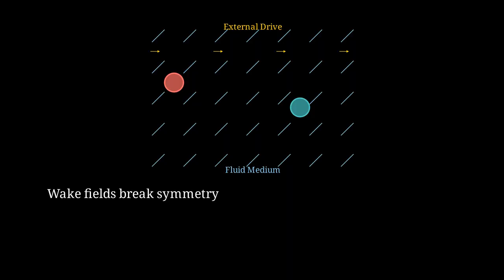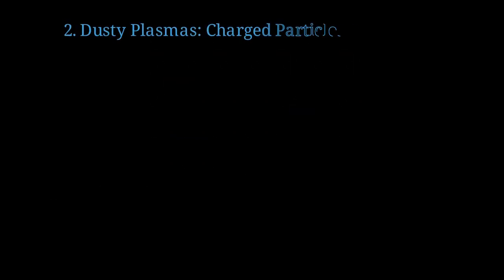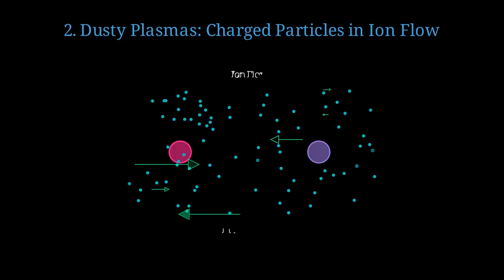Particle B, sitting in this wake, experiences a force that depends on A's motion, but A does not equally feel B's influence. Second, dusty plasmas. These consist of micron-sized charged dust particles suspended in an ionized gas with flowing ions. In dusty plasmas, charged dust particles are immersed in a flow of ions. The upstream particle shadows the downstream particle from the ion flow, creating an attractive wake force.